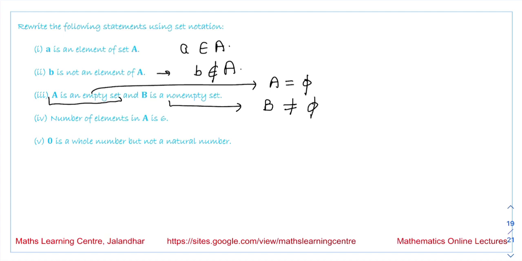Next is number of elements in a set A is 6. If we have to write this, it is n(A) is equal to 6. Last is 0 is a whole number but not a natural number. It means 0 belongs to the set of whole numbers and 0 does not belong to the set of natural numbers.